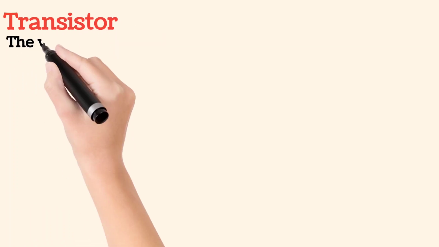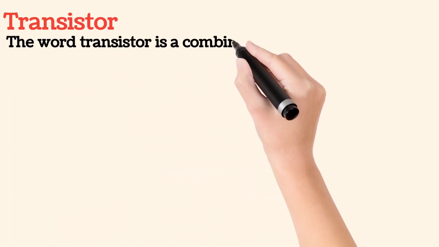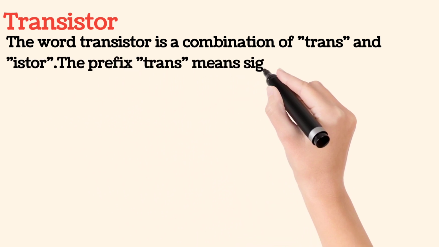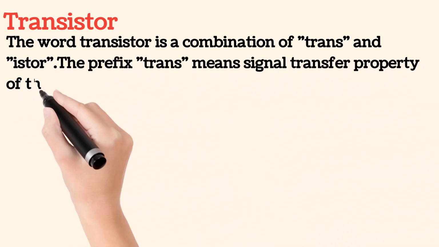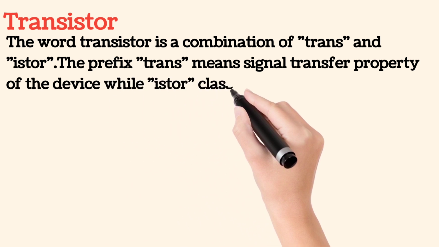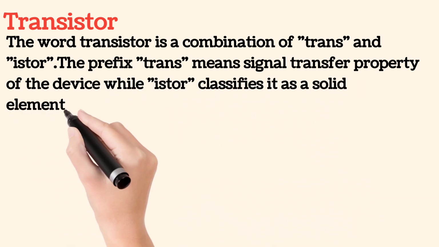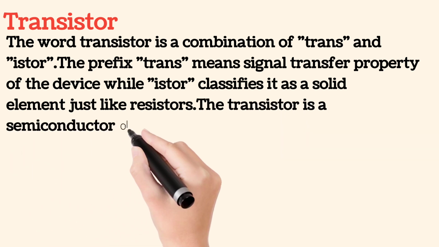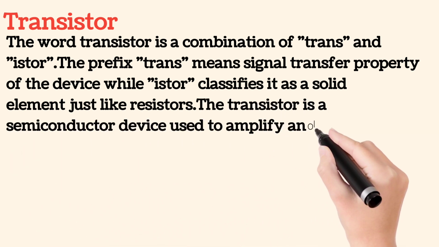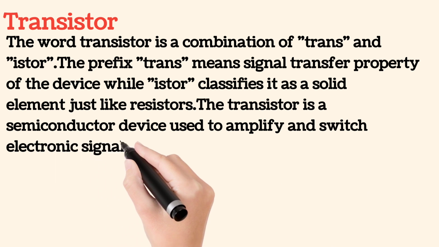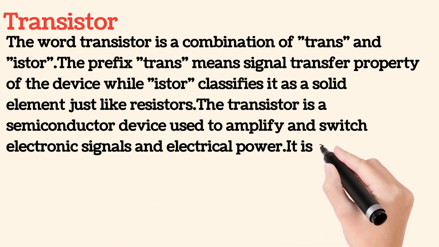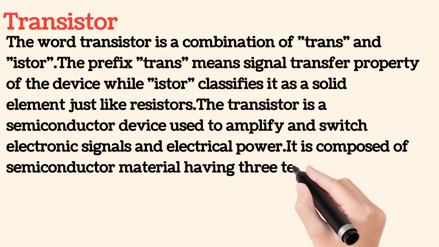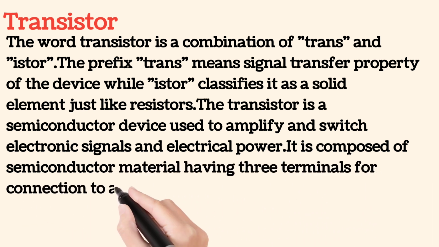Transistor. The word transistor is a combination of trans and istor. The prefix trans means signal transfer property of the device, while istor classifies it as a solid element just like resistors. The transistor is a semiconductor device used to amplify and switch electronic signals and electrical power. It is composed of semiconductor material having 3 terminals for connection to an external circuit.